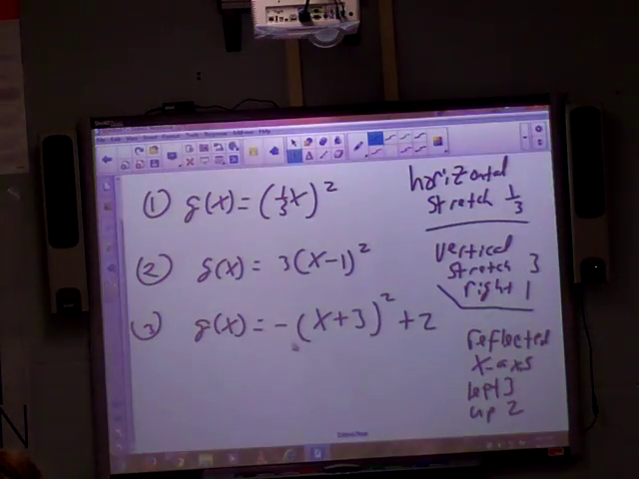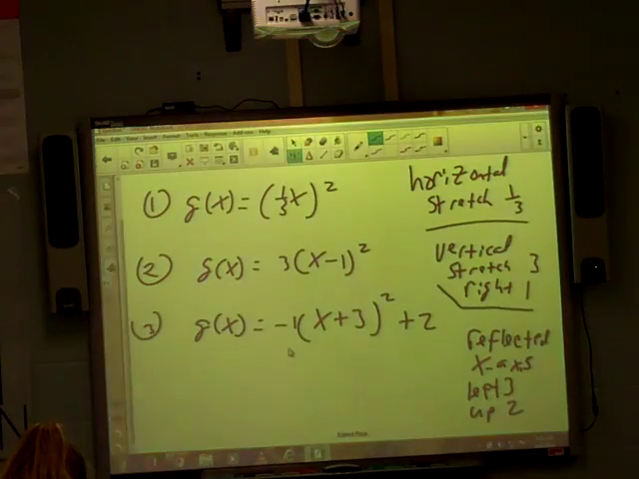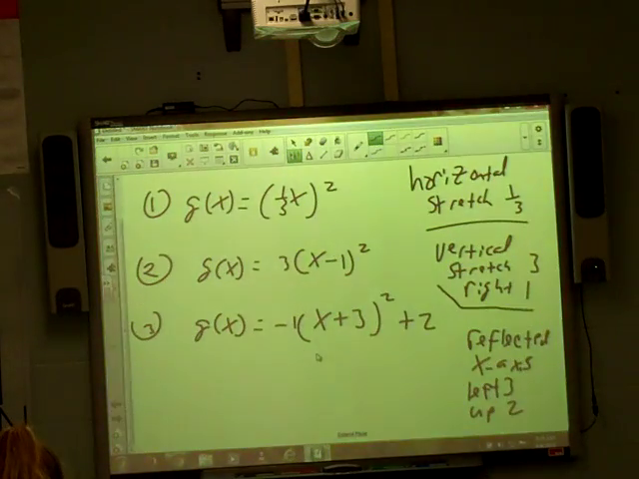It's not shrunk or stretched either one, because this negative in front is like a negative 1, and that's what I was just saying. 1 is 1. For shrinking and stretching, you've got to be either greater than 1 or less than 1. If you're just 1, you don't shrink or stretch at all.